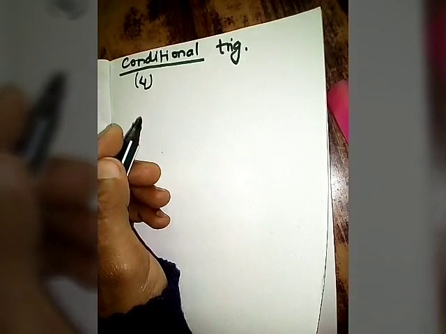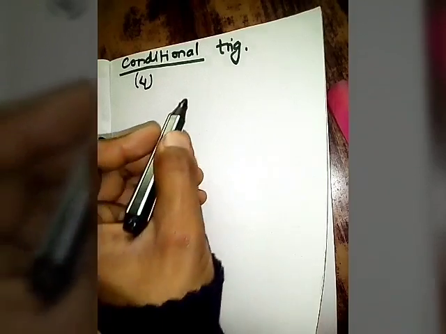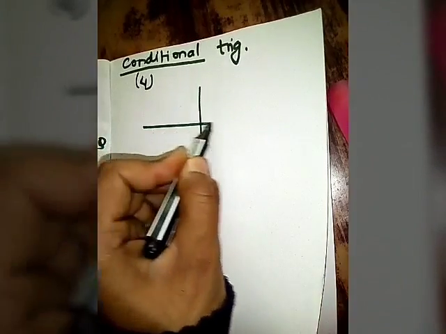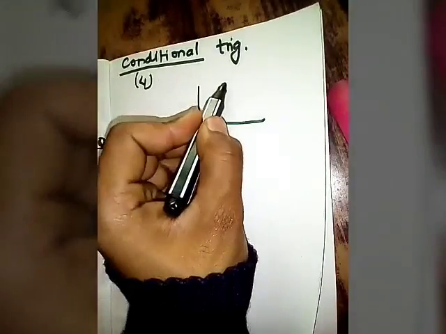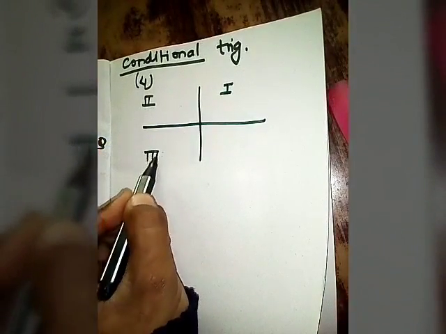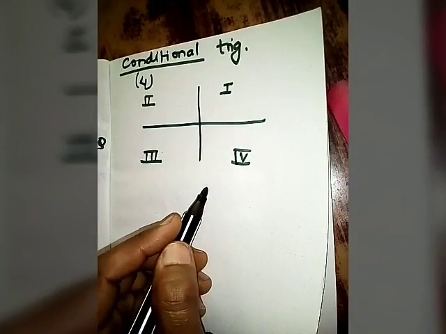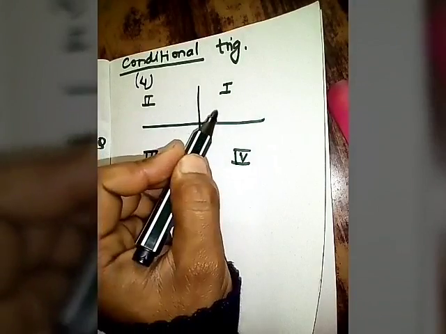The concept of quadrant. That's very important, so I'll talk about the concept of quadrant. We have four quadrants. This is the first, we have a second quadrant, over here we have a third quadrant, and over here we have the fourth quadrant.